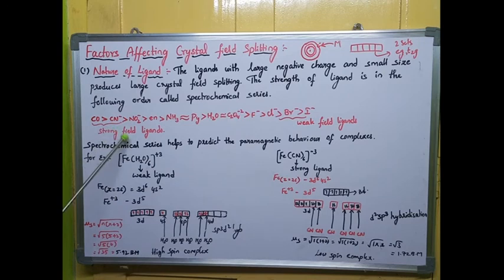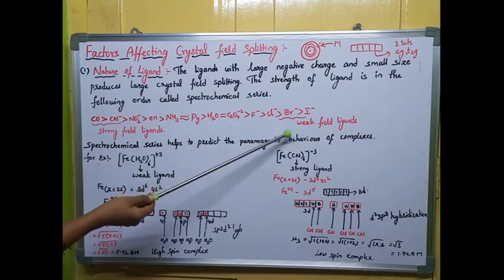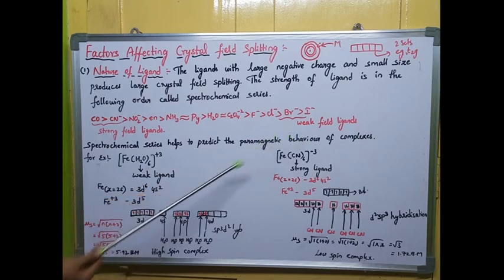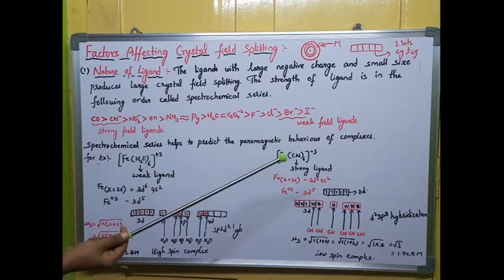Strong field ligands will give more splitting. They will make the electrons pair up, and weak field ligands will not make the electrons pair up. We can give the best example. This spectrochemical series helps to predict the paramagnetic behavior of the complex.